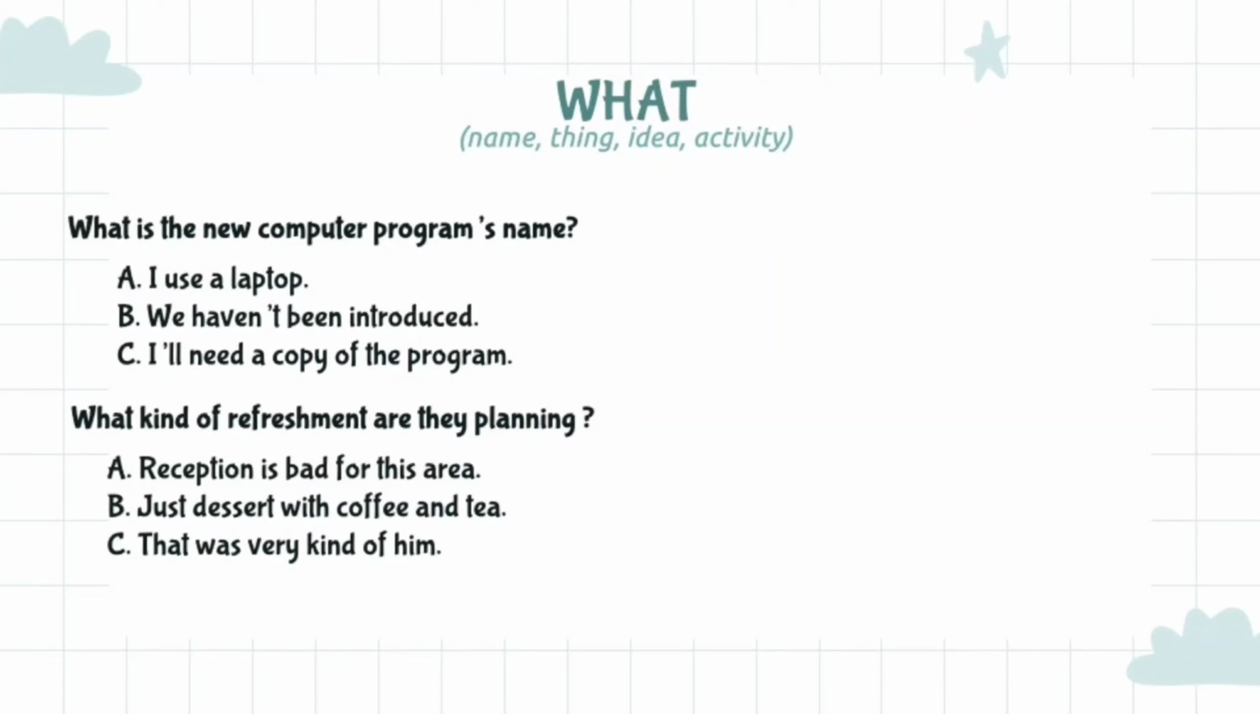What kind of refreshment are they planning? A. Reception is bad for this area. B. Just dessert with coffee and tea. C. That was very kind of you. And the answer for this question is B. Just dessert with coffee and tea. The keyword for this question is refreshment. So it deals with the food or the beverages. Go on to the next page.